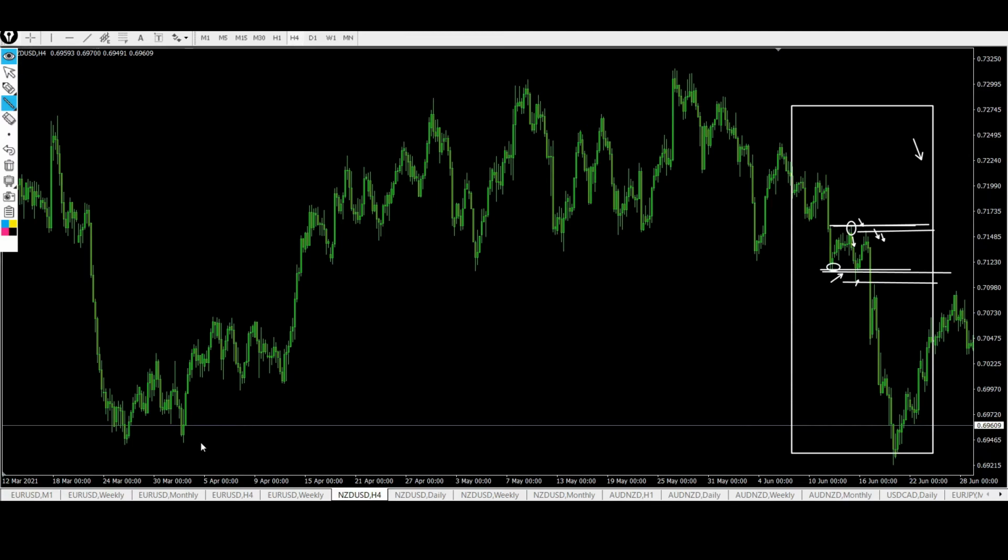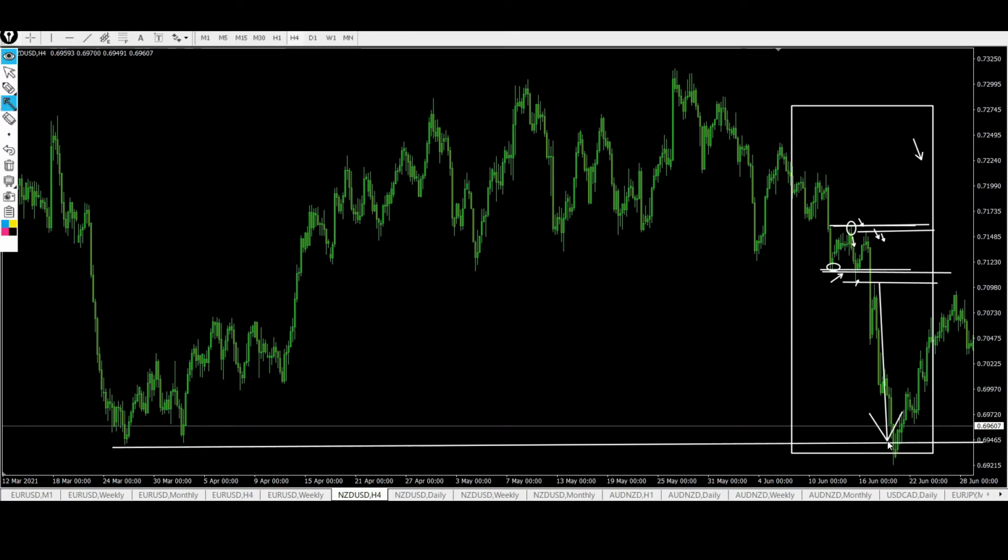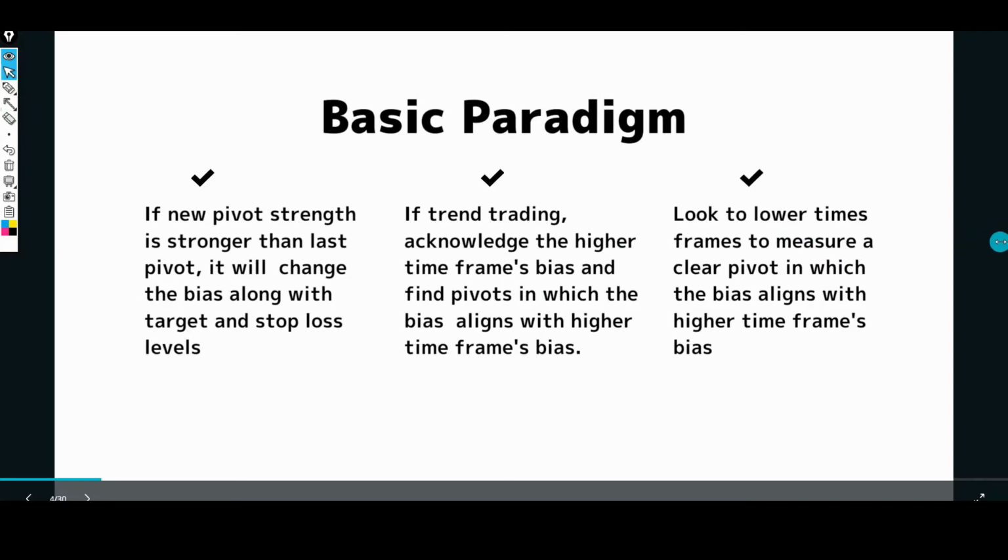Now, since the weekly main target is at this pivot low right here, this entire area all the way to that weekly main target should be used as extensions for the time being. All right, so that's the basic paradigm in which you would trade a bias change through new pivot strength. Now let's go on to a real life example on the NZD USD pair of a bias change through new pivot strength. Okay, all right, next slide please.